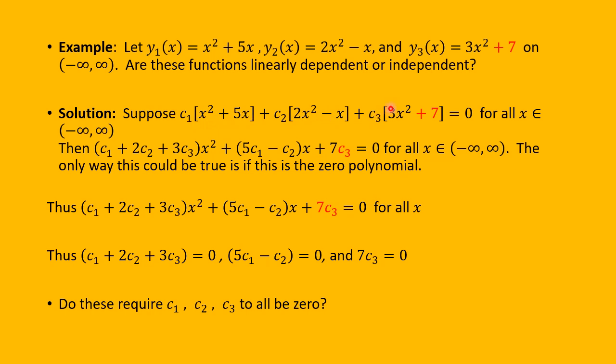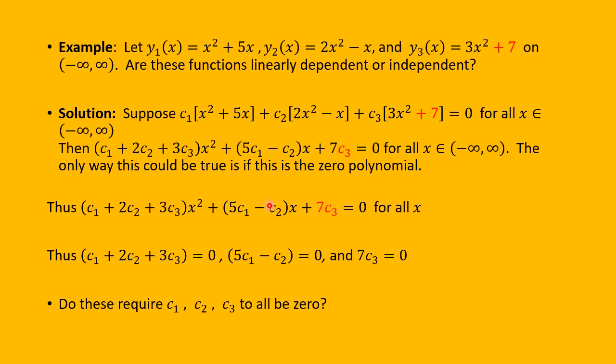Collect the x terms from these and you get 5c1 minus c2 times x. And there's only one constant term, c3 times 7, which is 7c3. So we want this polynomial to equal 0 for all x between minus infinity and infinity. And so what can we do in that case? Well, I guess I wrote down the same thing here as we had before.